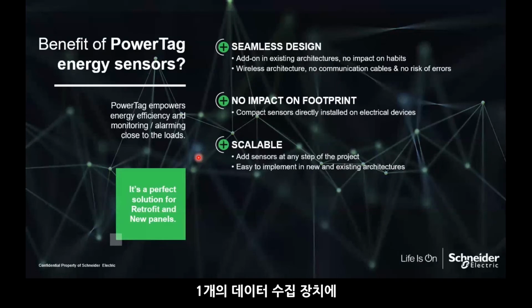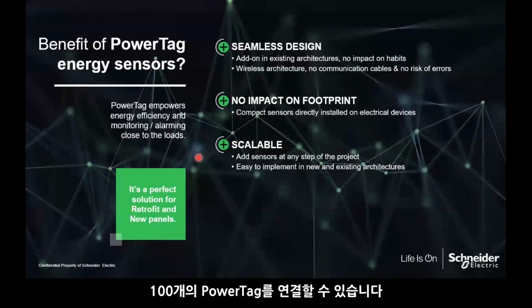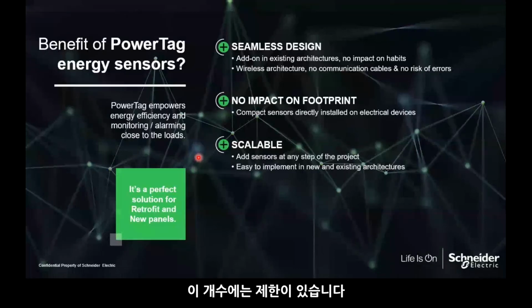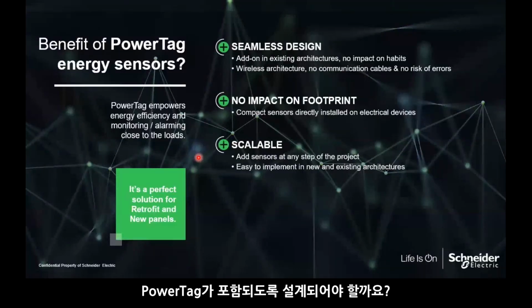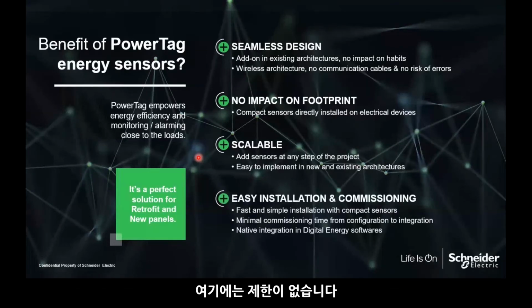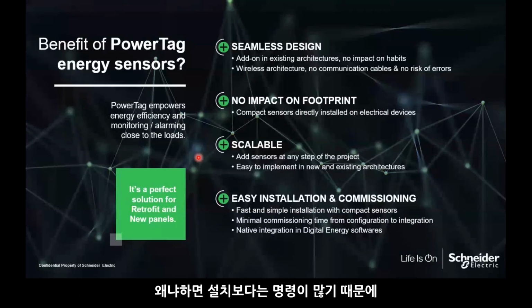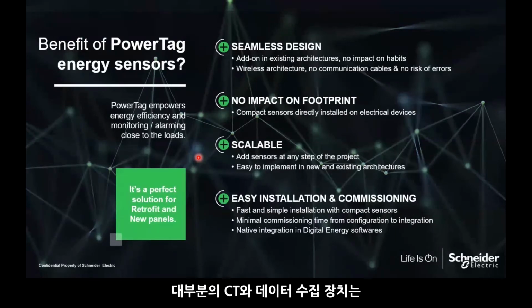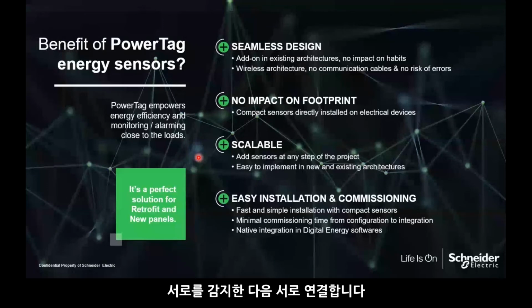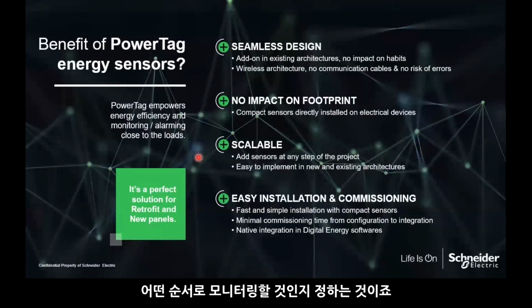It's either 20 PowerTags to one data concentrator, or 100 PowerTags to one data concentrator. There are limitations on that, all right? But how many PowerTags should be designed in one panel? There are no limitations. It's very easy to install and commission. Why? Because in all the steps of installing, the CTs and the concentrators detect each other. They sense each other, and then they just connect together. Then the next step is to provide naming to those sensors. What are the loads that you're monitoring?